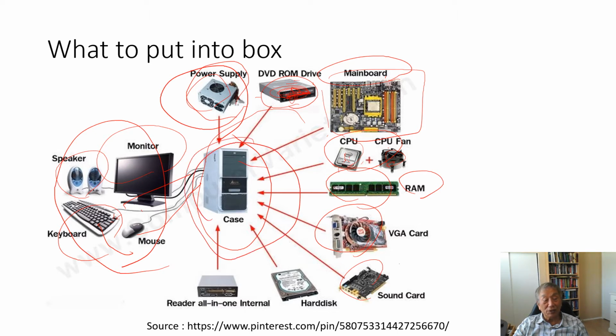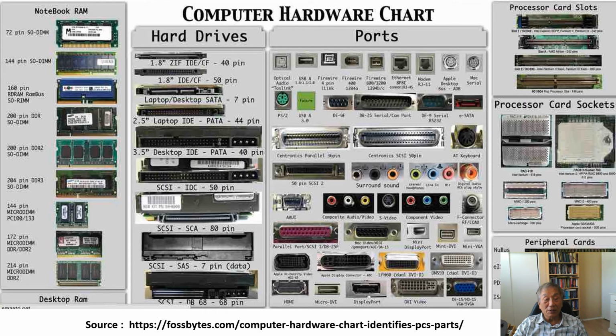So we usually call this one the main unit, and there's a case in there. Okay, so let's continue on. So here's a whole array. This is very small. Actually, there are more, but this one is just a picture of hard drives. That's the storage devices. And then there's the main memory.